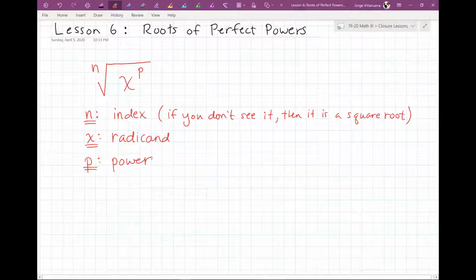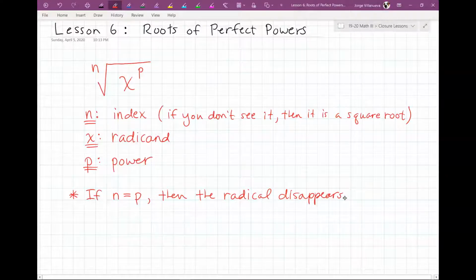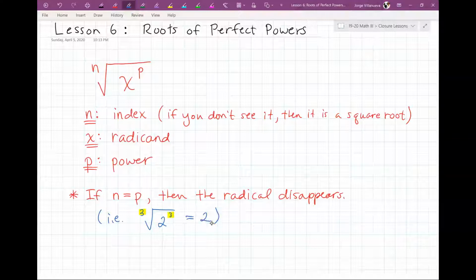Now, they call these perfect powers because this could happen if n equals p. If the n equals the p, then the radical disappears. Let me just give you an example. If they had a cubed root of 2 to the third, you'll notice that the cubed root and this power of 3 are the same. So the radical is just going to disappear and your answer will be 2. Everything disappears and just the 2 remains. That's what they mean by if n equals p.